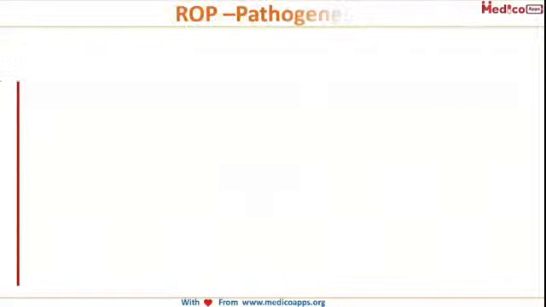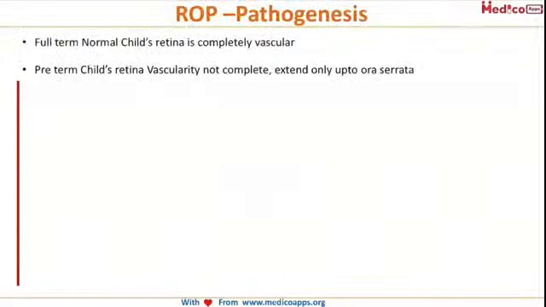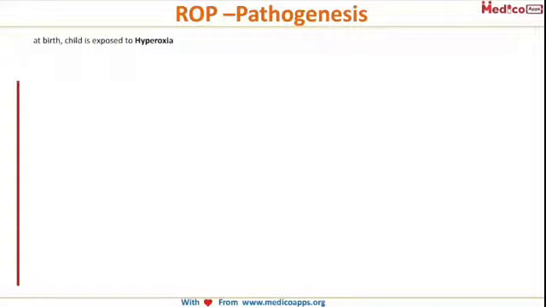Let's look at the pathogenesis. We all know that the retina of a full-term normal baby is completely vascularized. However, in a premature baby, the retina will not be completely vascularized. It is only vascularized up to the ora serrata. That is, there is incomplete vascularization of the retina. So now this baby is born, and as soon as this baby is born, he is exposed to increased levels of oxygen in the NICU. That is, the baby is in a relative state of hyperoxia.